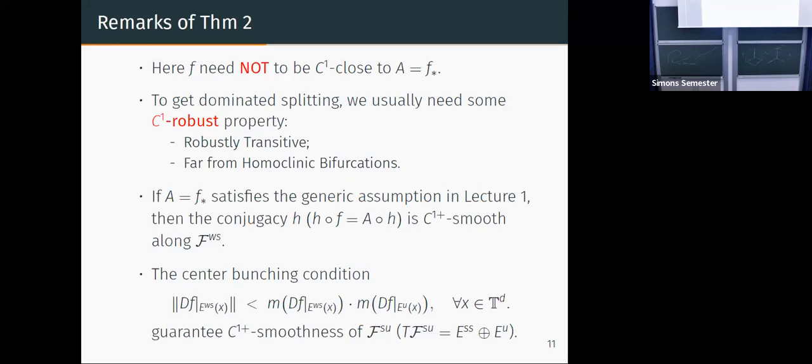And I have to admit that this is a totally technical assumption. It actually gives some restrictions on the theorems you apply, because you will need your linear part to also satisfy some center bunching. I'm not sure whether this assumption can be removed or not, but until now our proofs rely on it. So I get something about the global rigidity, but I need to pay a little bit for the center bunching. That's the price I paid for it.